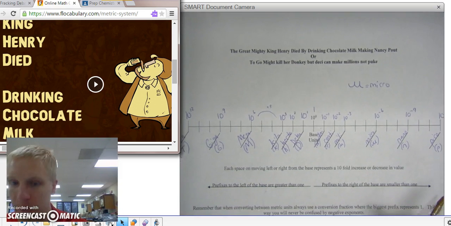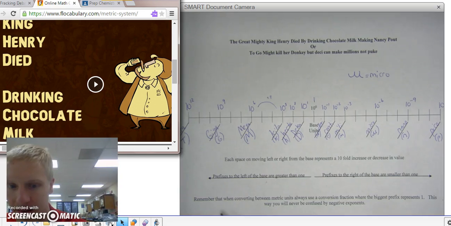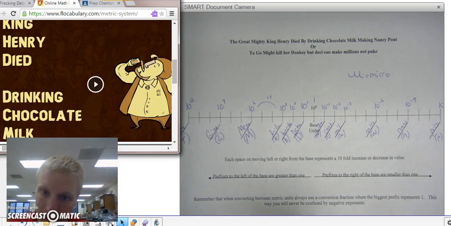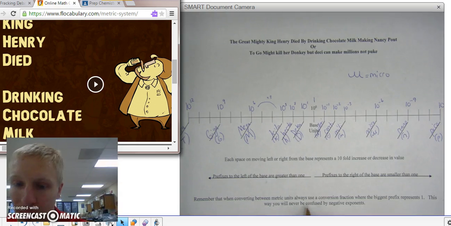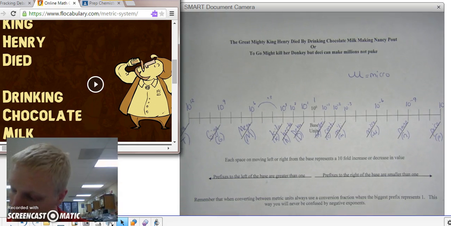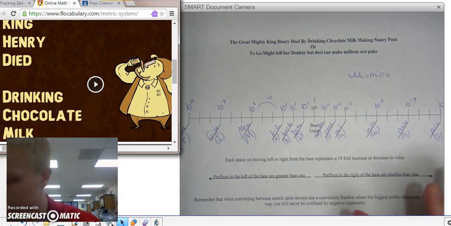Alright, this is very important. Let me read it. It says, remember that when converting between metric units, always use a conversion fraction where the biggest prefix represents 1. This way you will never be confused by negative exponents. So always the bigger prefix gets 1 when you do your conversion factor. That's if you do it the math way. We're going to come back to that in a different video, because this video is the non-math way.